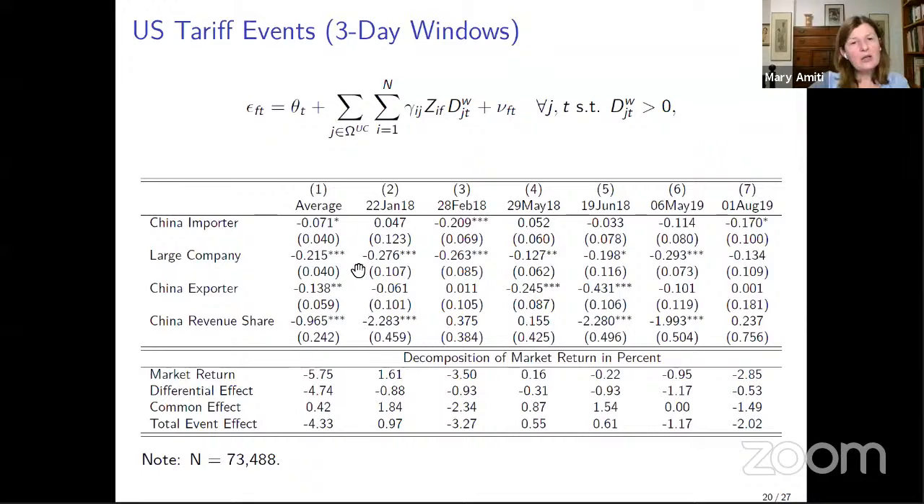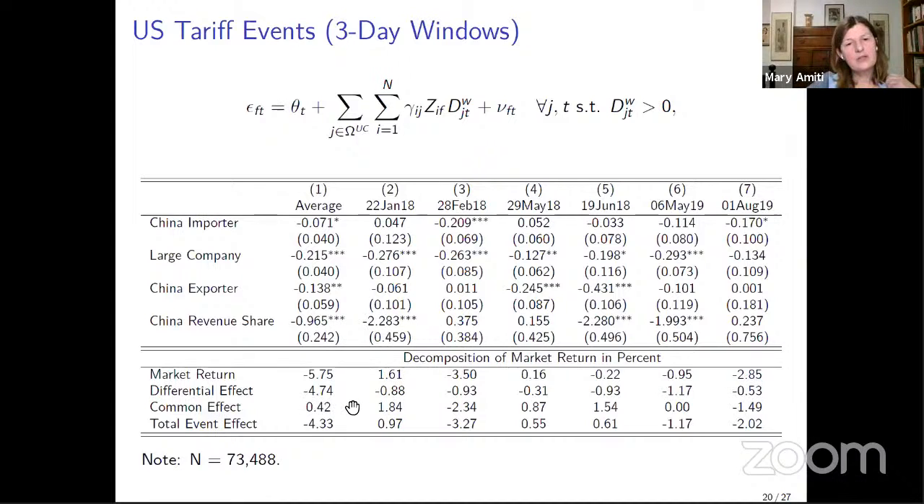So then we do a decomposition of these effects. On the days of the US tariff events, the market fell by 5.7%, and what we estimate is that the differential effect is 4.7. For the common effect, this is close to 0, and then the rest of it is some idiosyncratic effects that have nothing to do with the trade war, and are also not predicted by the factor model.